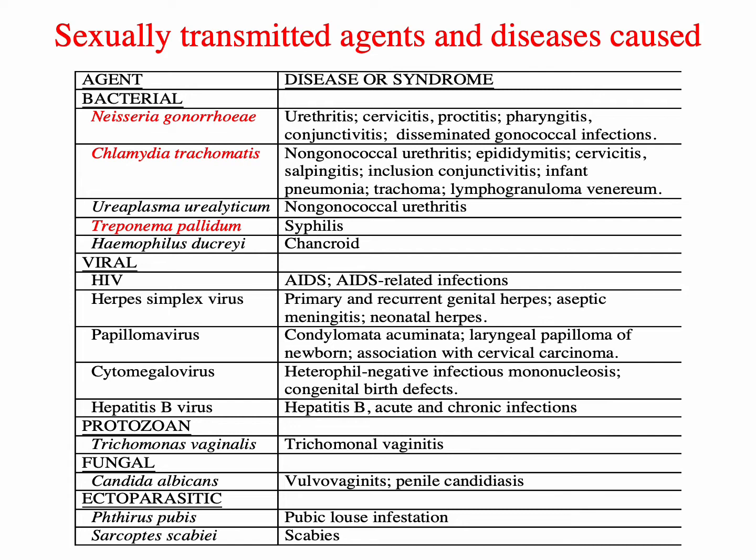Then you have papillomavirus, which causes warts in the genital tract. And then you have cytomegalovirus. This is the one that causes infectious mononucleosis. Infectious mononucleosis is an infection of the throat area, giving you swelling in the airway. So it can be caused by sexual contact. Hepatitis B obviously causes hepatitis, and also causes infection of the genital organ.